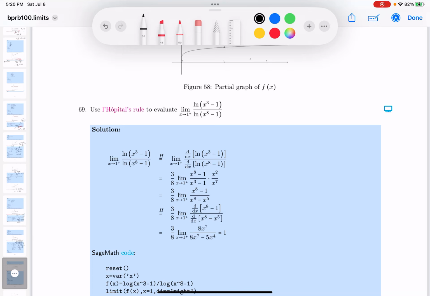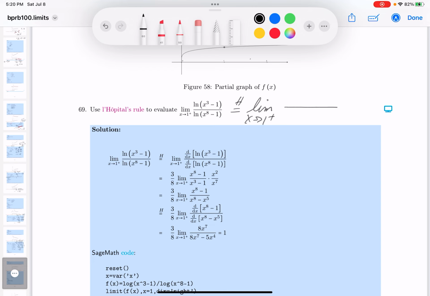All right, L'Hôpital rules in order. And the reason for that: the top, as you go towards 1 from the right side, would go towards minus infinity. The bottom also goes towards minus infinity. So let's do our derivative, and that's the limit as x goes towards 1 from the right.